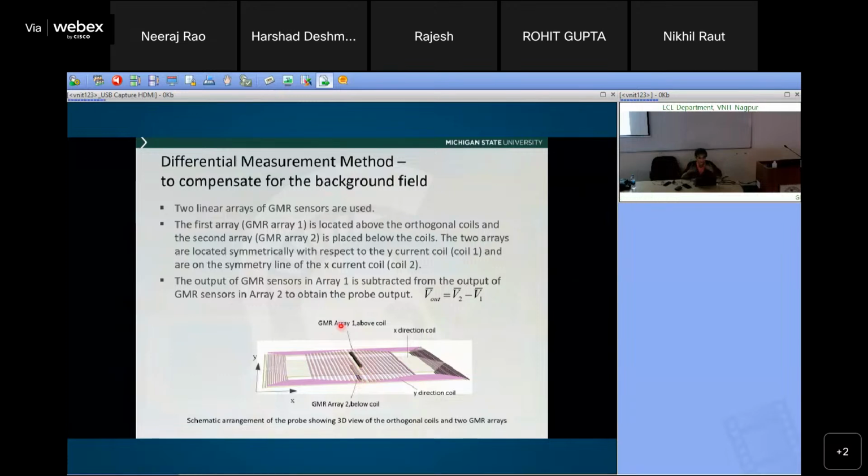But all this means that we need to do a little bit more instrumentation, because we fabricated the GMR array. One of our postdocs has a company that does this fabrication. So he did the fabrication of the GMR array. We did all the coil fabrication and the instrumentation of the differential array measurement.